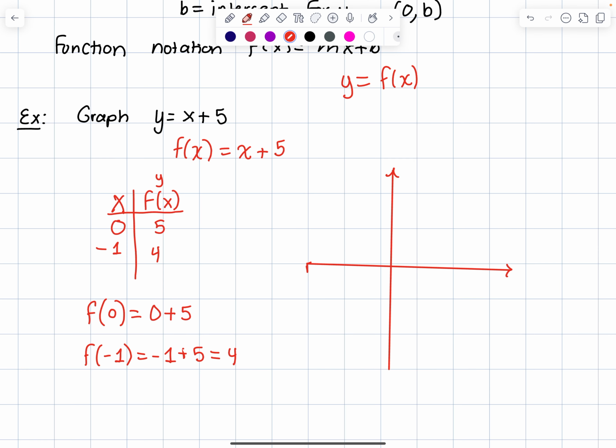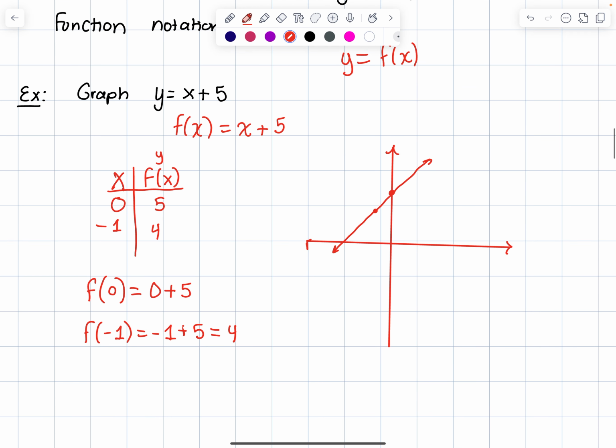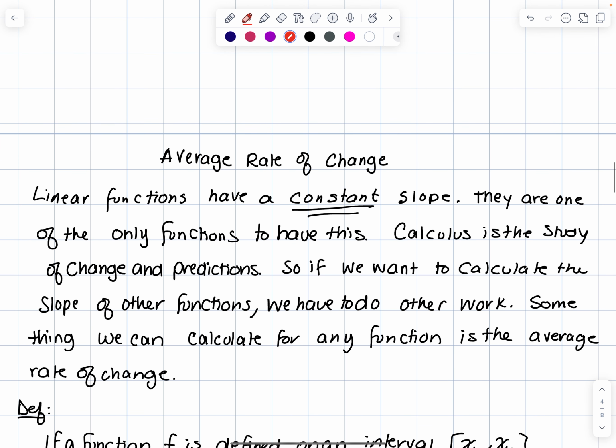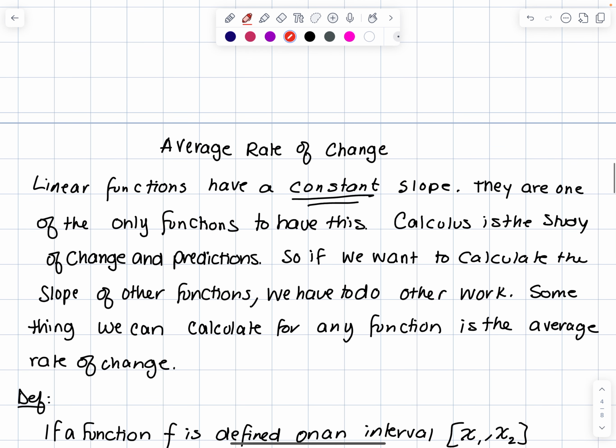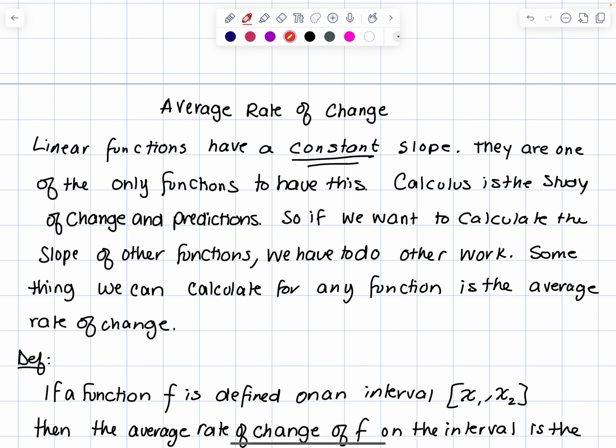So now I can plot these 2 points. I have 0, 5, and negative 1, 4, and I connect them together, and there's my line. So that's all you have to do when you're graphing. All right, so the next thing that we want to talk about is average rates of change. So linear functions have a constant slope. They're one of the only functions to have this.